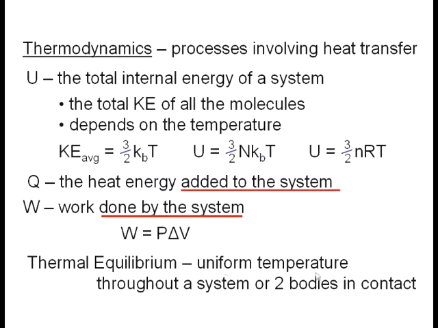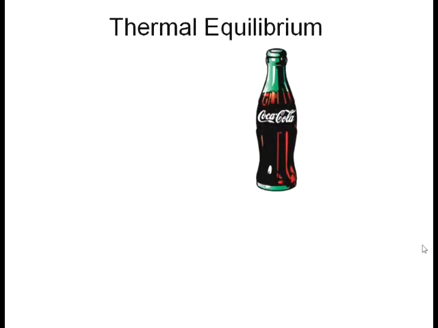Thermal equilibrium is a uniform temperature that is reached after two bodies have been in contact for a period of time. An easy example of that is we take a Coke bottle out of the refrigerator, we put it on the counter. That Coke is going to warm up. It's in contact with the environment, and because there's a temperature difference, energy or heat is going to flow. In this case, it's flowing from the air into the bottle to warm the bottle up. So my Q is going to be positive because we're adding heat to the system.